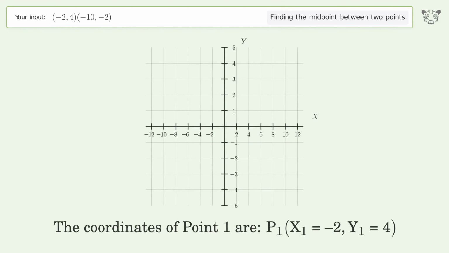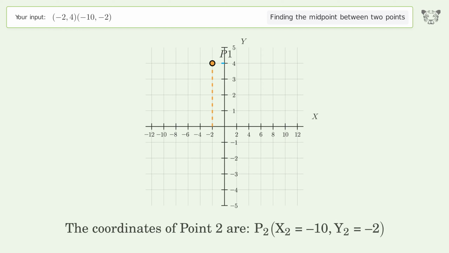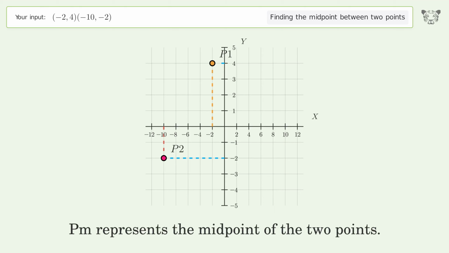The coordinates of point 1 are x1 equals -2, y1 equals 4. The coordinates of point 2 are x2 equals -10, y2 equals -2. PM represents the midpoint of the 2 points.